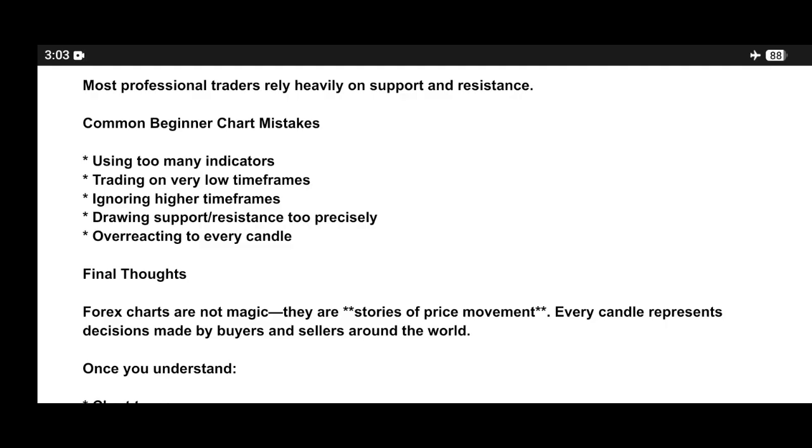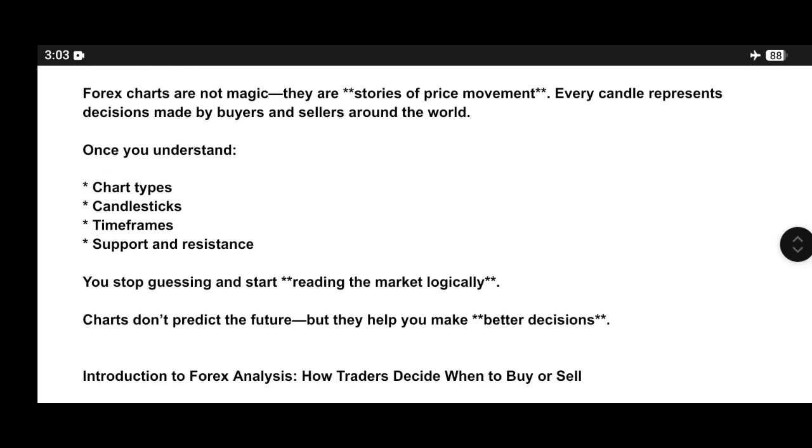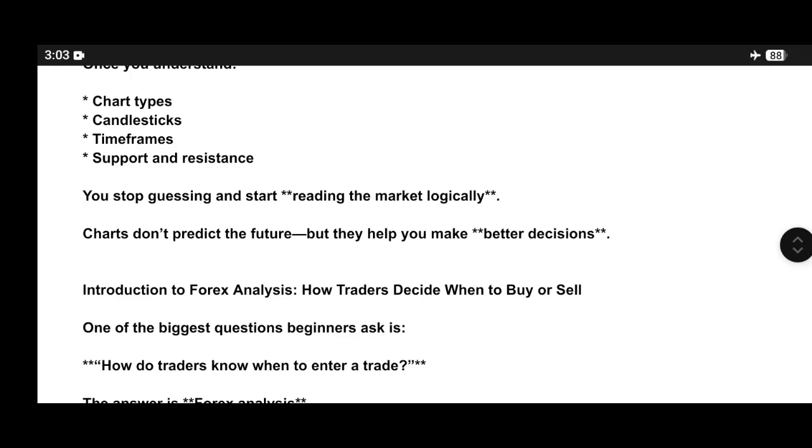My final thought is this: forex charts are not magic. They are stories of price movement. Every candle represents decisions made by buyers and sellers around the world. Once you understand chart types, candlesticks, time frames, support and resistance, you stop guessing and start reading the market logically. Are you getting me? Charts don't predict the future, but they help you make better decisions.